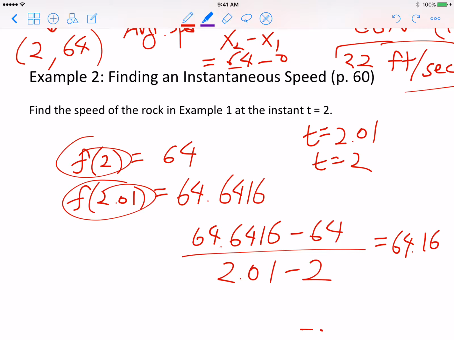If you make it even smaller, say 0.00001 for your h value, or the delta t value, the average rate of change for those 2 points was 64.00016. Once again, that's an approximate value. That could be an approximation for your instantaneous rate of change. Page 60, example 2, also gives you a way to see what the instantaneous rate of change approaches. I'll show you on my next clip.